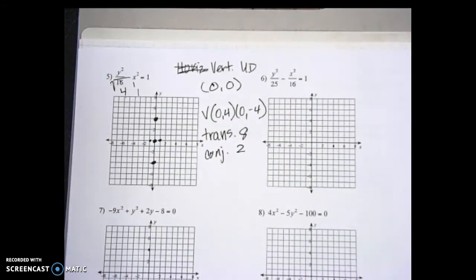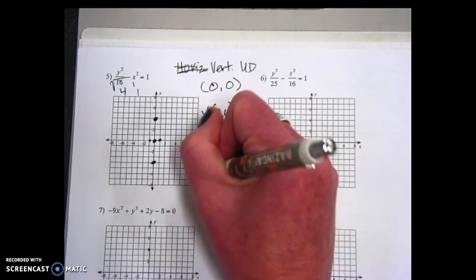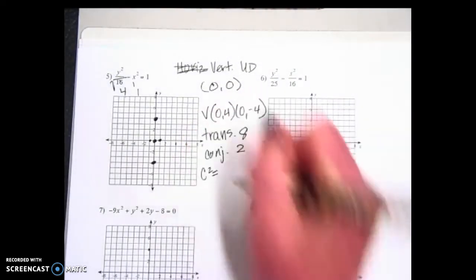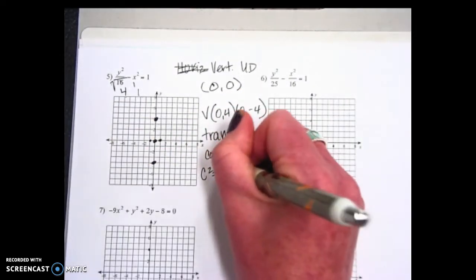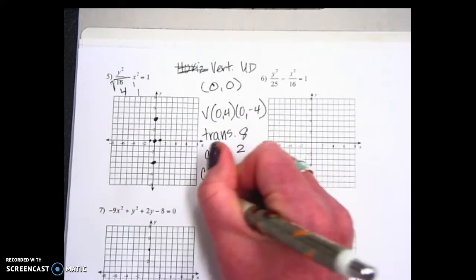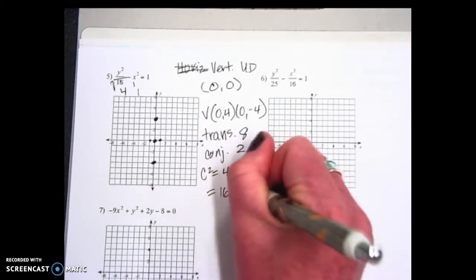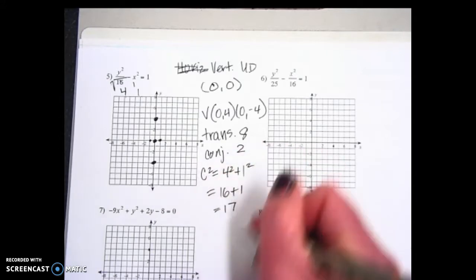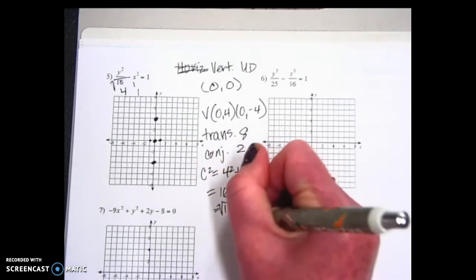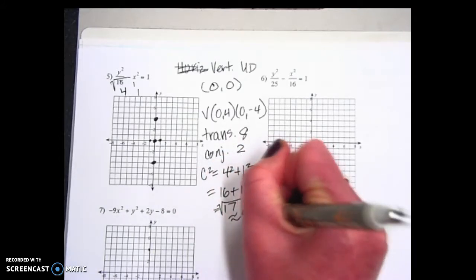What else do we need? We need the c squared, or the c. So let's plug in 4 squared plus 1 squared. So that's 16 plus 1. So the square root of 17, didn't we do that on the front? Wasn't it like 4.1-ish? Something like that?